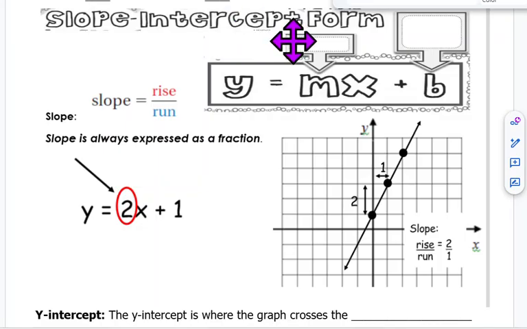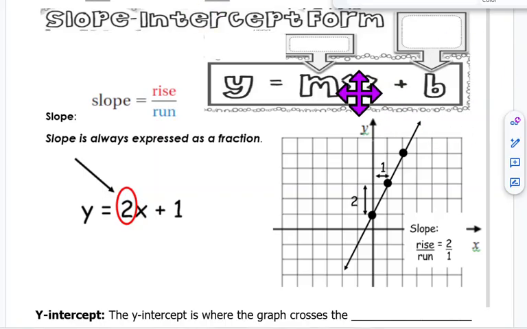All right, so slope-intercept form is super important in math, especially in algebra. Next year when you're in algebra, you're going to use slope-intercept form a ton. So the more you know about it now and the more you practice with it now, the more prepared you will be next year when you're in algebra.